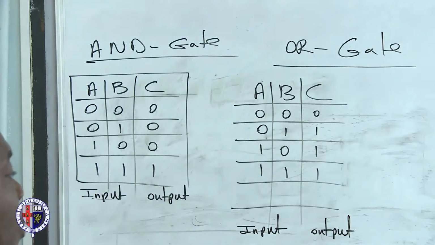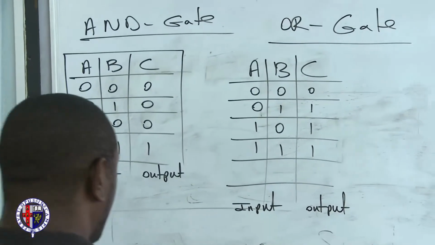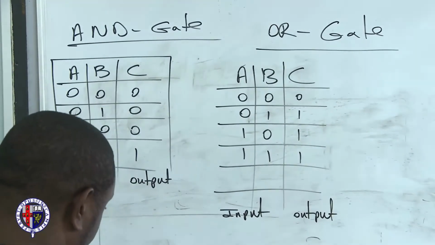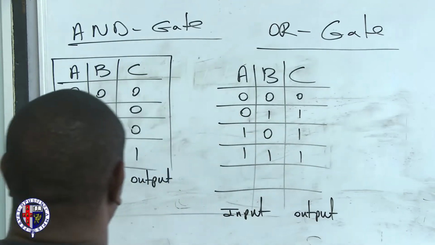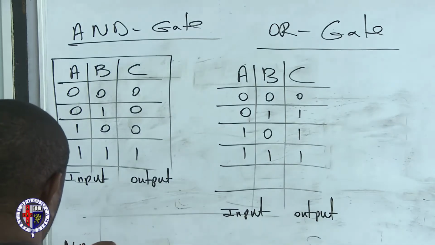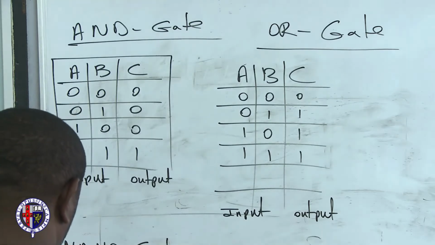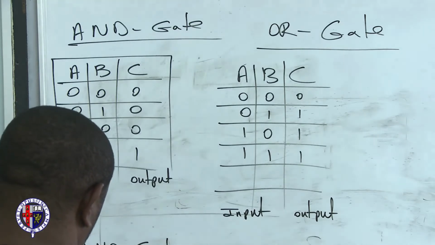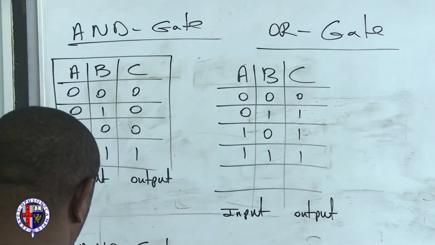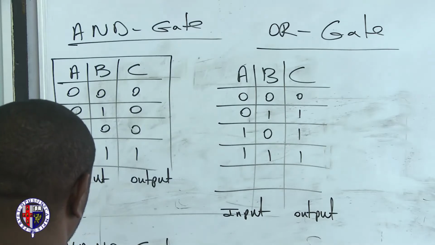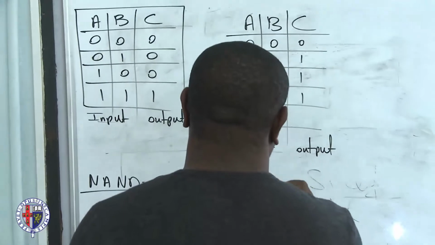Alright, so that's input and output. There are several other gates that are programmed. And then you have NAND and you have NOR, and you have exclusive gates.